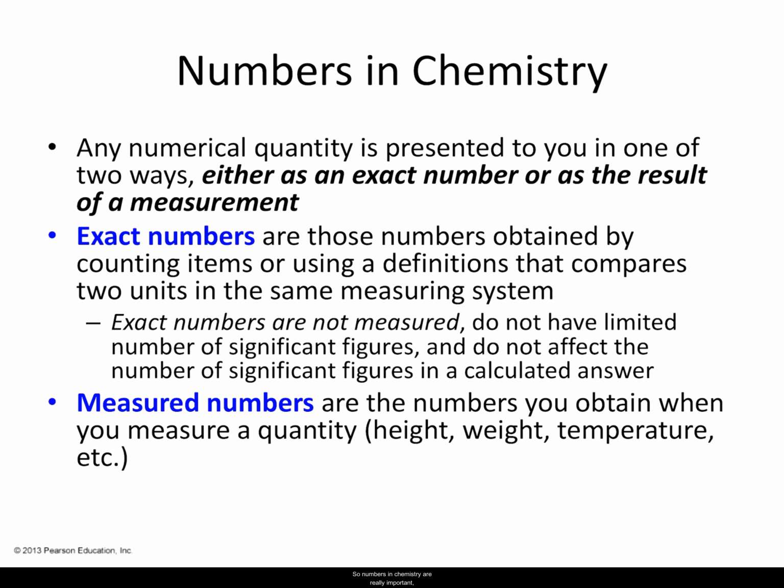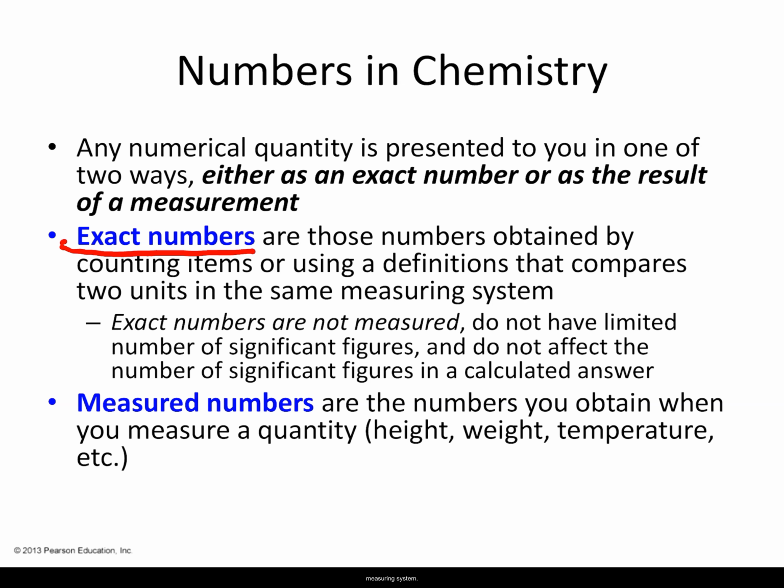So numbers in chemistry are really important. We use numbers a lot in different problems that we do, and especially experimentation. So you see two types of numbers, either something that's exact or a number that comes from a measurement. Exact numbers are those numbers that you get from physically counting something or from a definition that is two units compared together in the same measuring system.